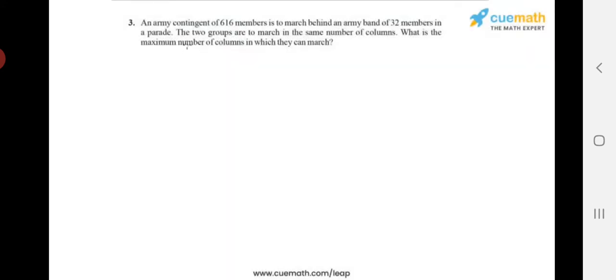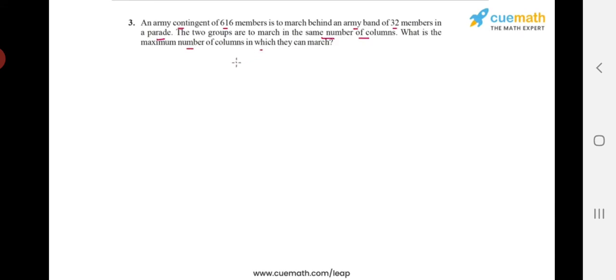Question 3 of this exercise says, an army contingent of 616 members is to march behind an army band of 32 members in a parade. The two groups are to march in the same number of columns. So that's the key piece of information here. They have to march in the same number of columns. What is the maximum number of columns in which they can march?